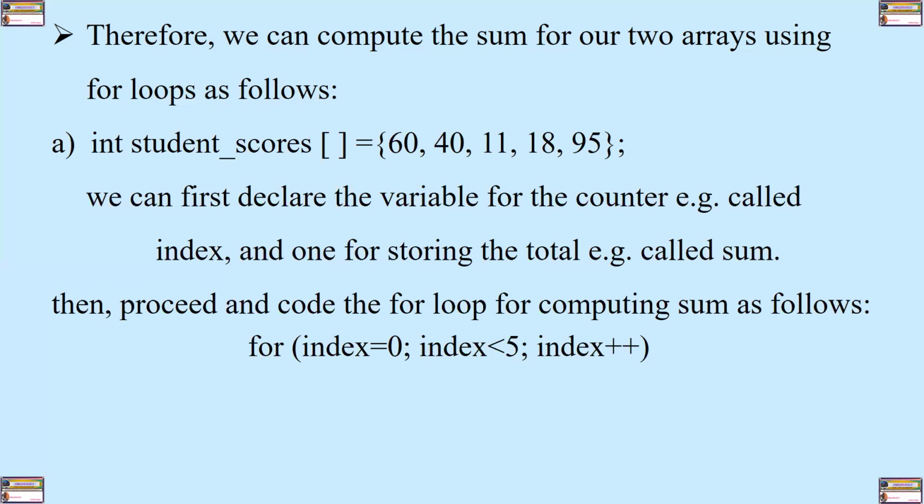Then check if the value in the memory location called index is less than 5. If yes, do the following. Pick what is in the first index, 0, and add it to whatever is in the memory location called sum. The overall result, assign back to sum.